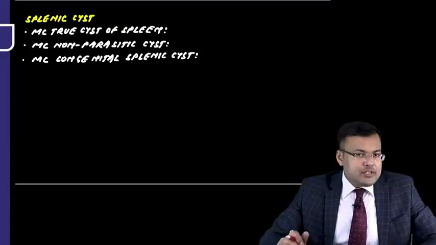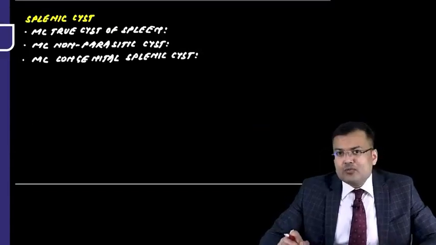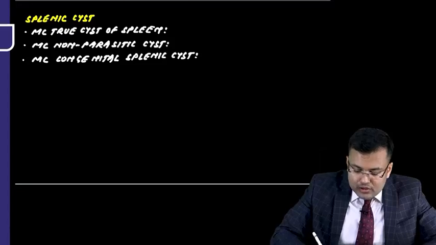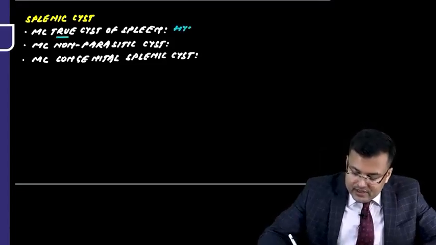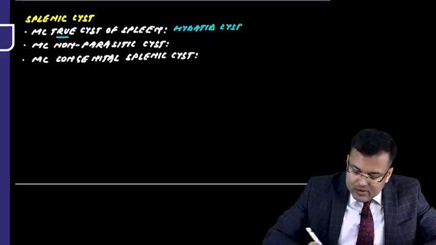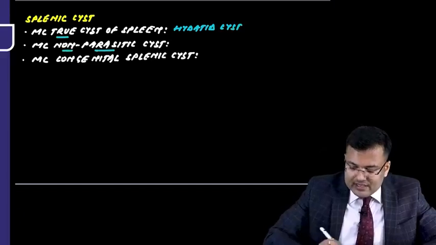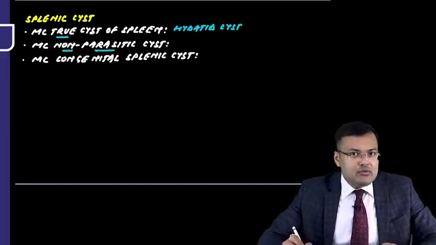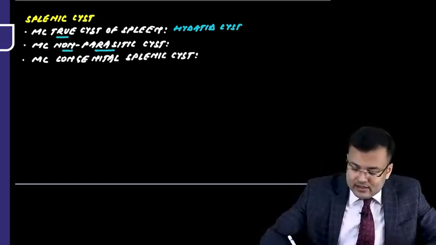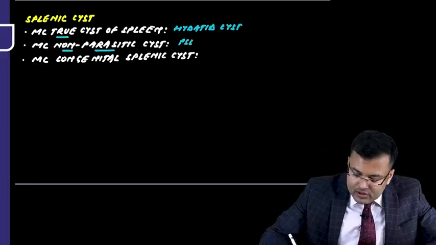Now see the important questions related to splenic cyst. What is the most common true cyst of spleen? This is hydatid cyst. True means it is lined by epithelium. What is the most common non-parasitic cyst? You know that hydatid cyst is caused by Echinococcus granulosus. It's a parasite. So the most common non-parasitic cyst is pseudocyst. So it is not a true cyst.